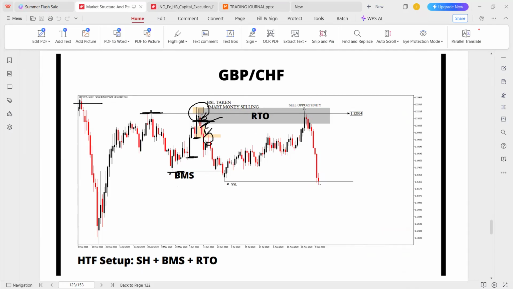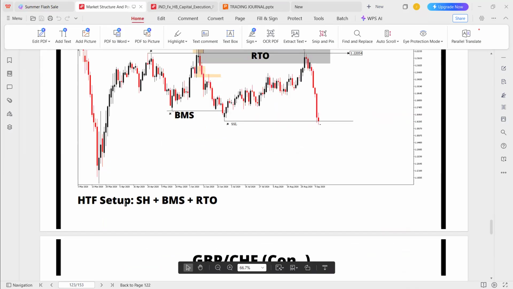Another BMS here, retracement, pin bar. Like I said, that's another entry criteria. Then if you are able to understand or to articulate your market structure, then you would have seen this BMS. Once you see a BMS, what are you waiting for? Either a retracement into the OTE or a retracement into the RTO, right? Those are the main things you want to wait for as a trader. So higher time frame setup, stop on BMS, RTO.